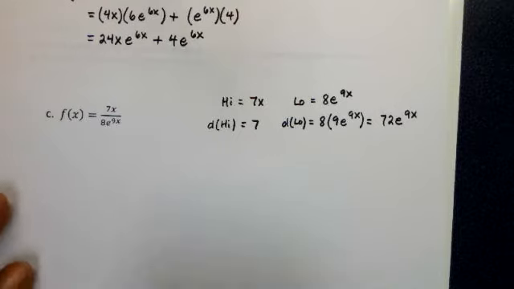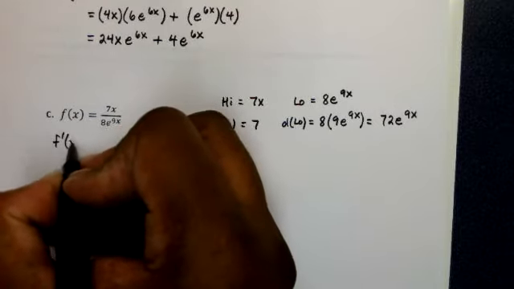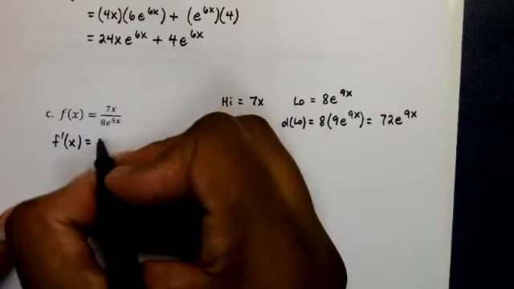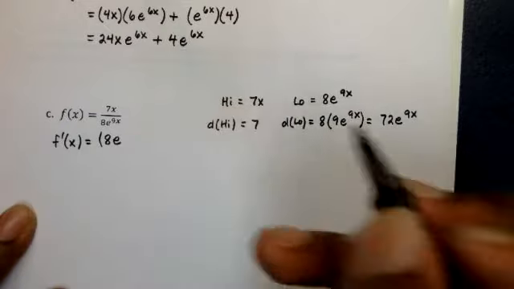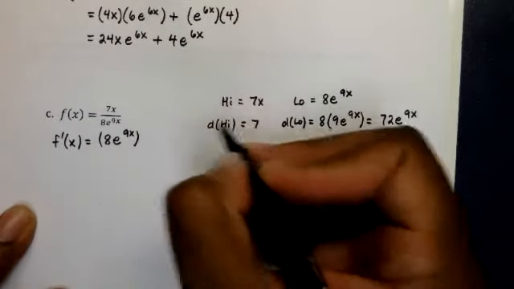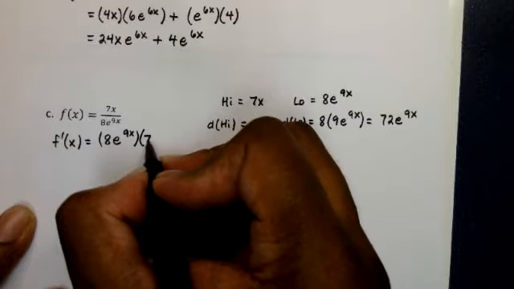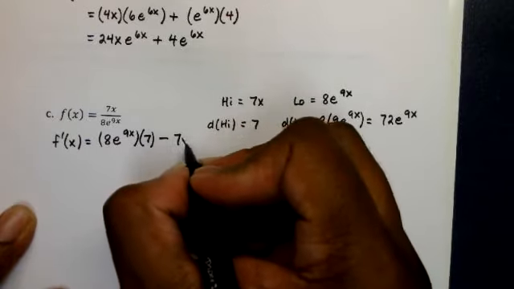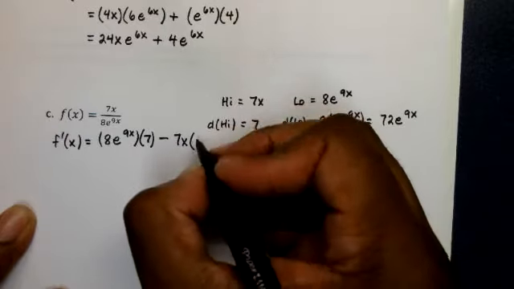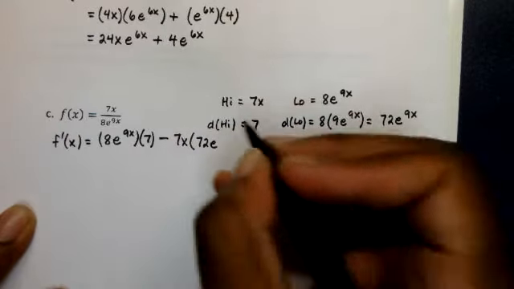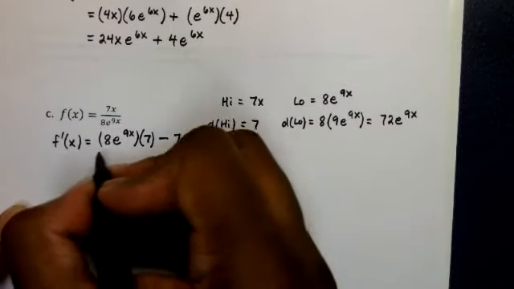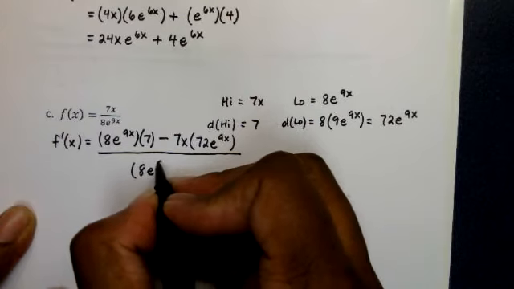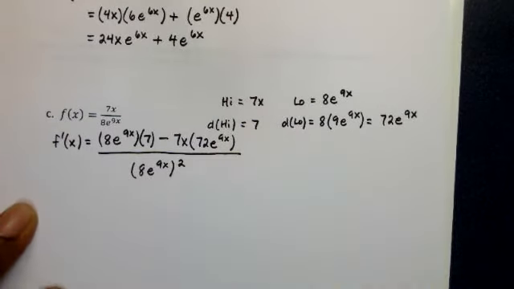Now we're going to find f prime of x. That would be the low times the derivative of the high. That's 8e to the 9x times the derivative of the high, that's 7, minus the high, which is 7x, times the derivative of the low, 72 e to the 9x. All that's divided by the square of the low, 8e to the 9x, and that's going to be squared.